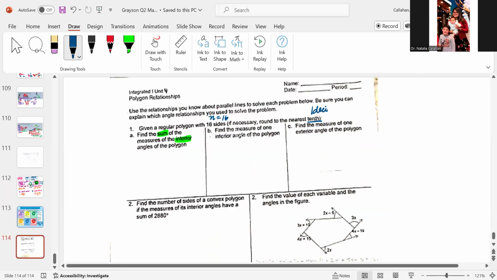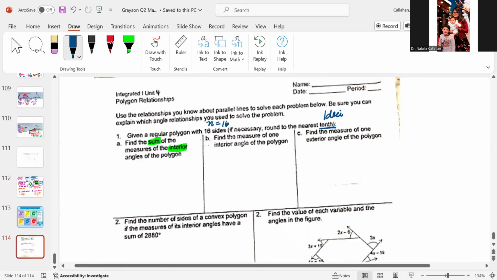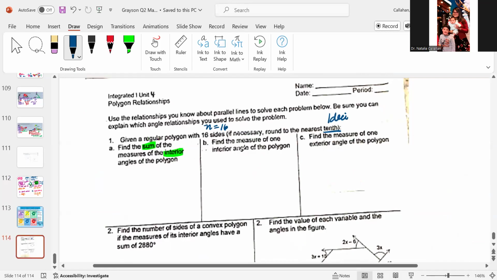Okay, sum of interior angles. Which formula are you gonna use? 1, 2, 3, or 4? Which one's the sum interior? One, two, three, or 4? 1. This is 1, this is 2. You need to change out of 3 and 4. Change out of 3, change out of 4. So which one are you using? 3.